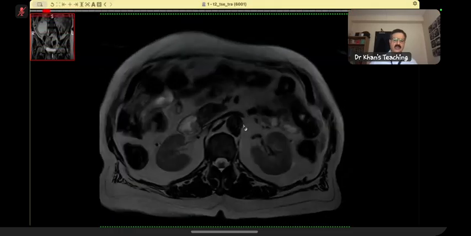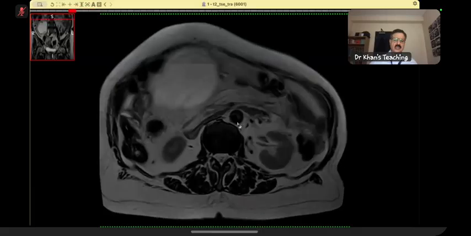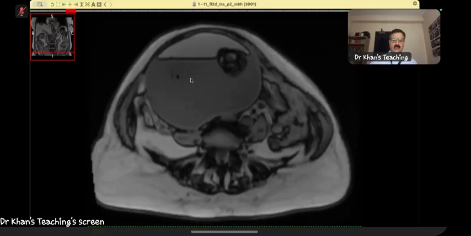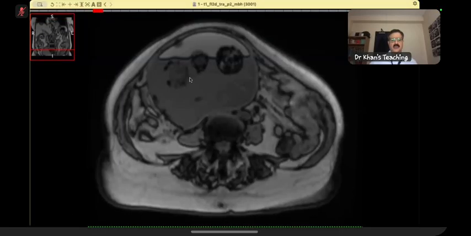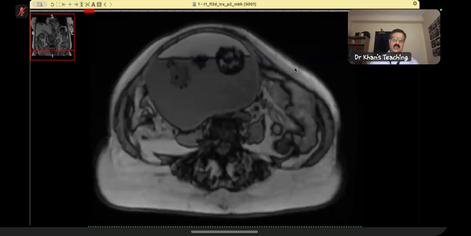Now if you go superiorly, the maximum included on this scan is till here, where the liver is not included. So I showed you an opposed phase T1 weighted sequence. The key point to remember is that in an opposed phase T1 weighted sequence, there will be signal dropout in intracytoplasmic or intracellular fat, but the extracellular fat will not show signal dropout. The main evidence is that you can see this subcutaneous fat does not show any dropout.